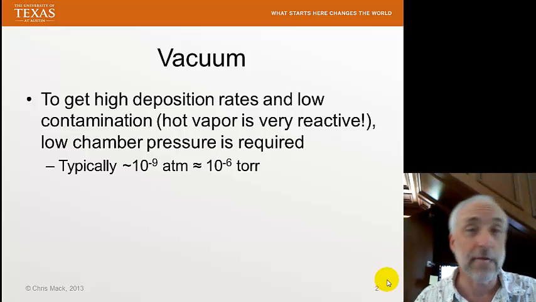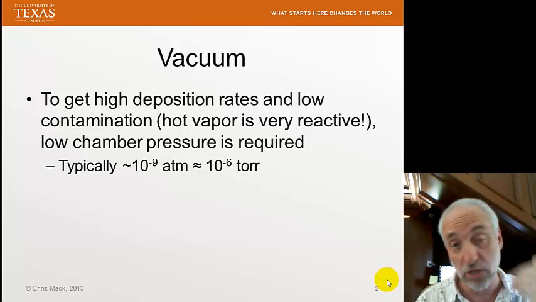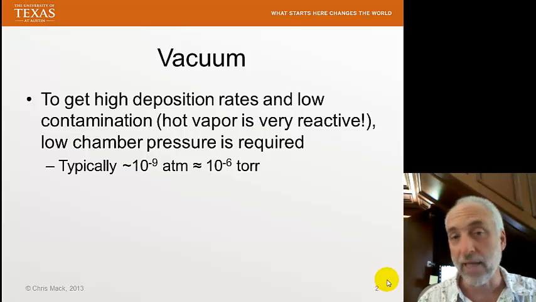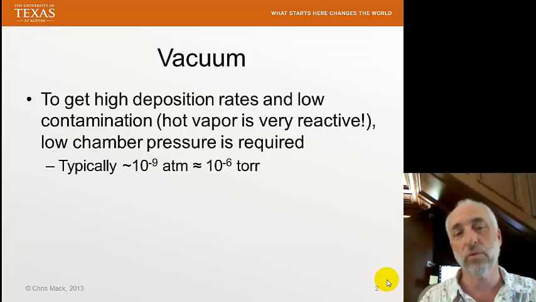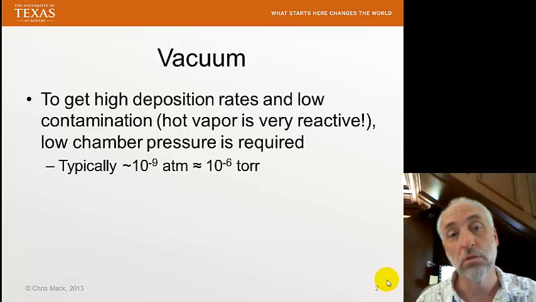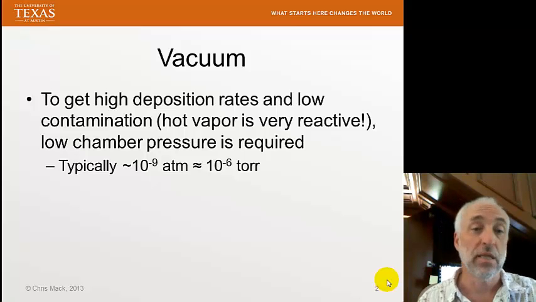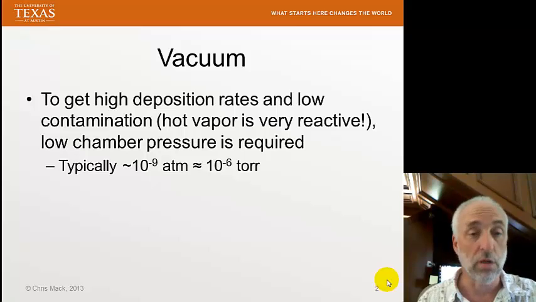Hot vapors are very reactive. And if there's any contamination in the chamber, any residual oxygen, for example, nitrogen, other materials that might be in the chamber, a hot vapor like a metal, for example, can react if it were to collide with one of these gas molecules. The result would be contamination, and we would get films that weren't as pure as we would like. As a result, we need very low chamber pressures to avoid collisions and contamination. That means typically we want 10 to the minus 9th atmospheres, which is about 10 to the minus 6 torr.